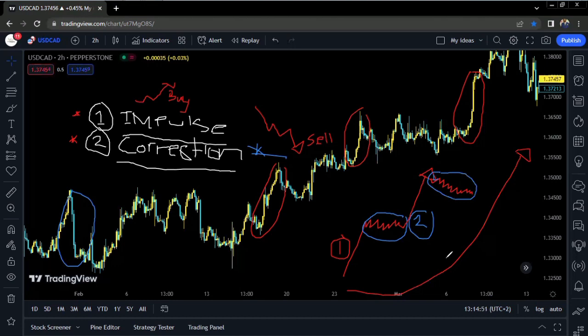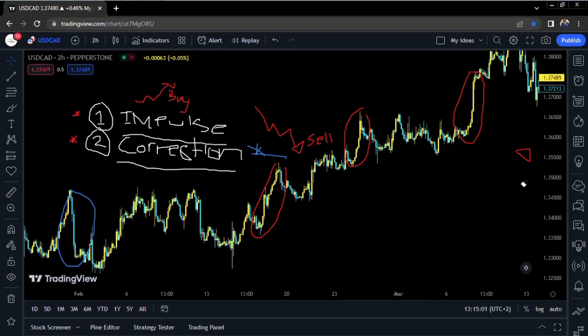So at any given time, one of these two things is happening in the market. You're either in phase one, which is an impulse, or you're in phase two, which is a correction. So how do you identify a correction? How do you identify an impulse? Impulse, like I said, in red over here. Your impulses will look sharp and directional, and your corrections will look more sideways and messy.